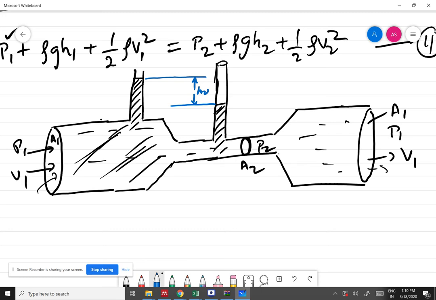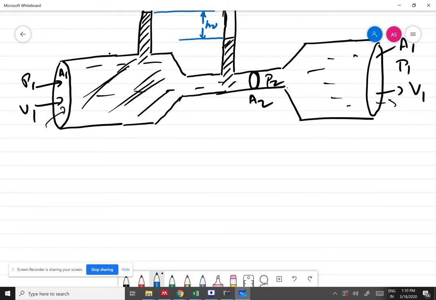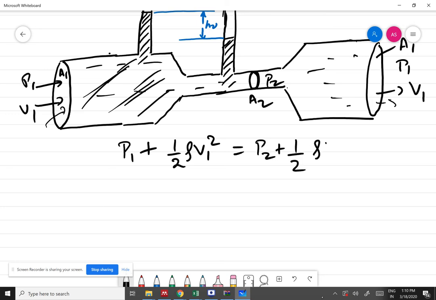Now we want to find out what is the velocity. Suppose we know pressure P1. Suppose you know the area A1 and A2, and we want to find out the flow velocity V1. For this, we'll apply the Bernoulli's equation. Bernoulli's equation will be given by P1 plus half rho V1 square is equal to P2 plus half rho V2 square. Okay, this is Bernoulli equation.